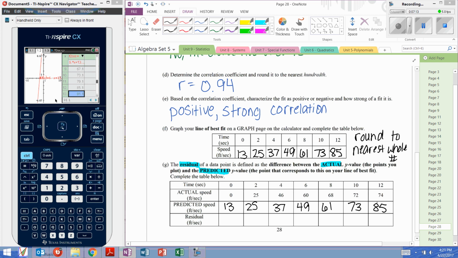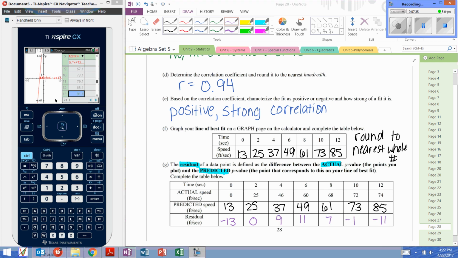Okay. What we need to do here is take the actual and subtract the predicted. So 0 minus 13, that is going to give us the residual of negative 13. 25 minus 25 is 0. Go ahead, pause the video, and finish that table. Just simple subtraction.